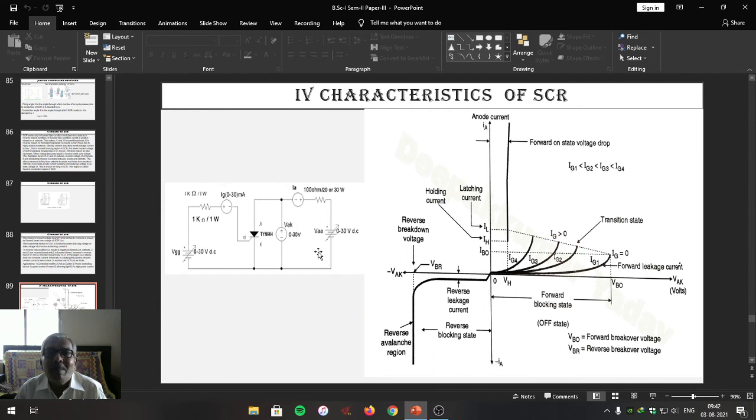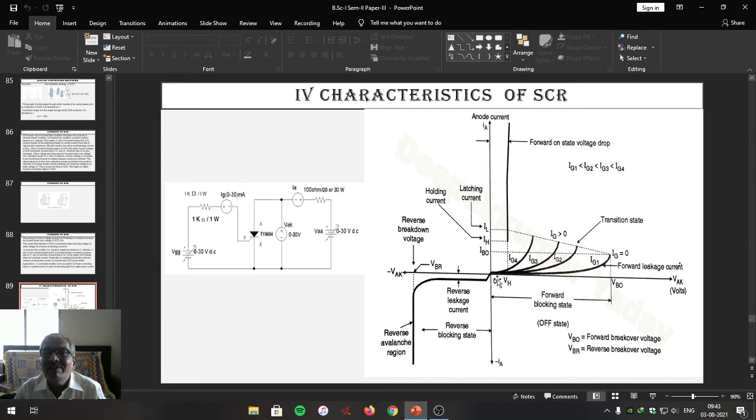Thus again, vary VAK and note down the anode current, then plot the graph of anode current versus anode to cathode voltage. As it is reverse biased, that graph is plotted in the third quadrant. This is the first quadrant, whereas this one is the third quadrant. This is the reverse IV characteristics of SCR, with anode current on the y-axis and anode to cathode voltage on the x-axis.